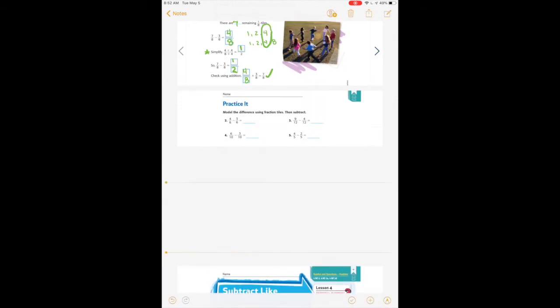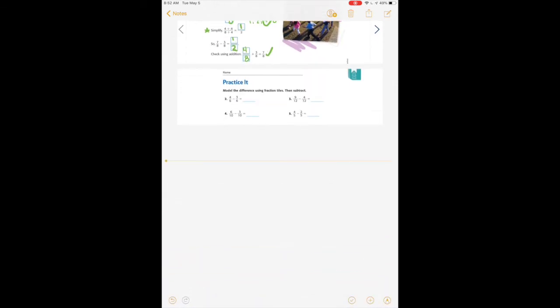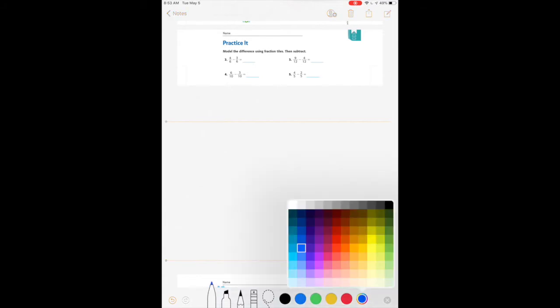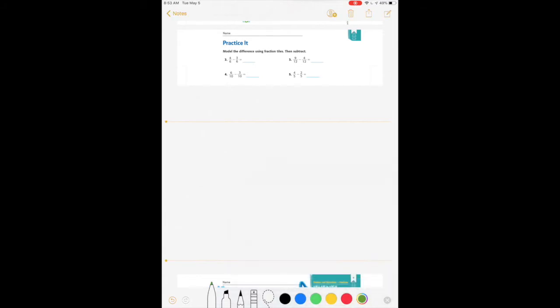There we go. So now I can draw and have more space. All right, so I need to draw a fraction bar, and I need to cut it into how many pieces? Think about that. How many pieces do I need to cut this fraction bar into?